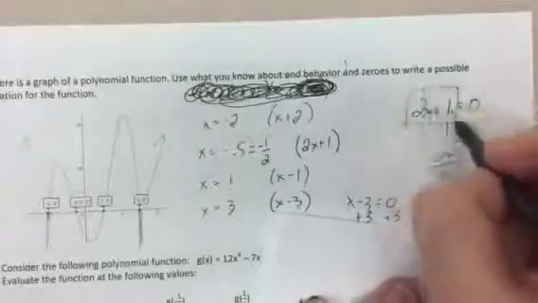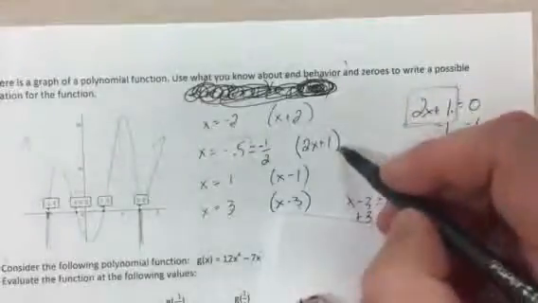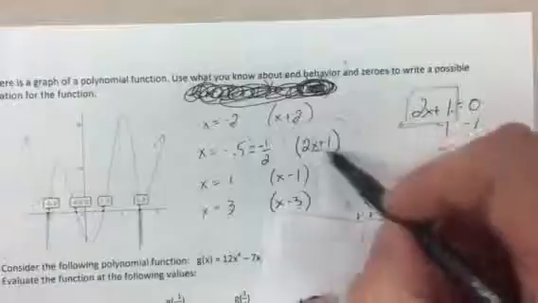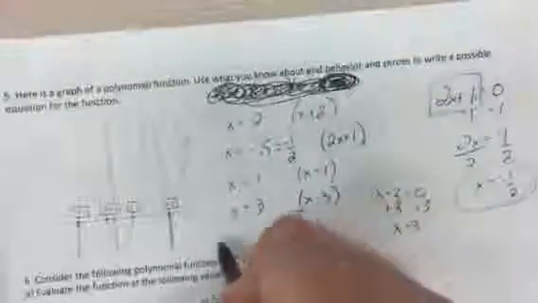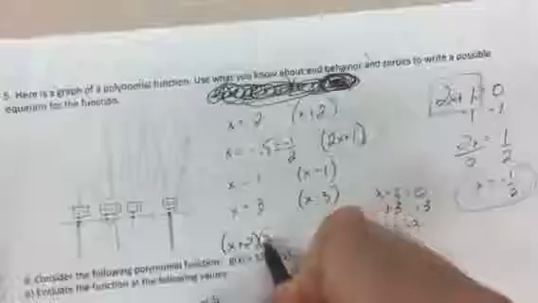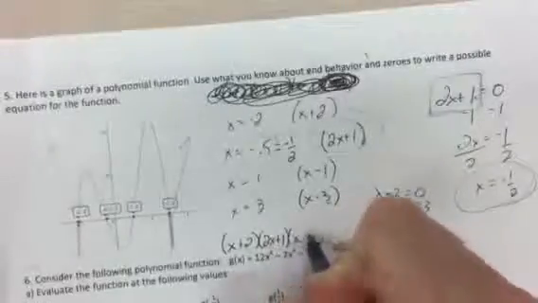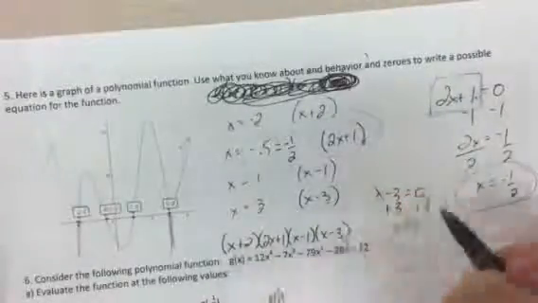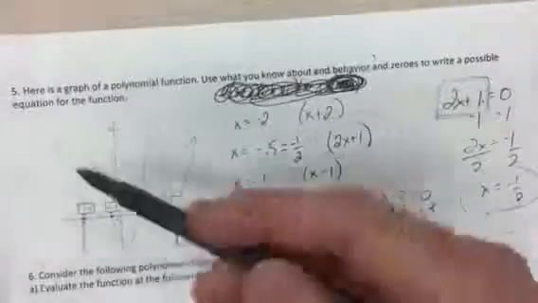So you can see that with the factor 2x plus 1, we can get this zero from a factor which only has integers. Now I'm going to write this in factored form then. x plus 2 times 2x plus 1 times x minus 1 times x minus 3. And then we need to look at the end behavior.